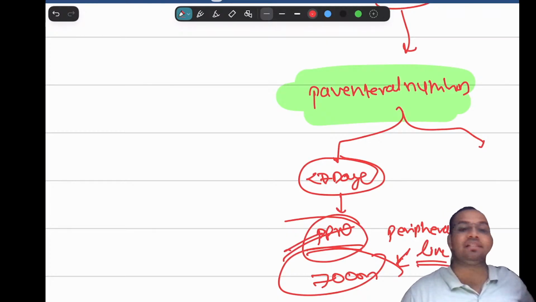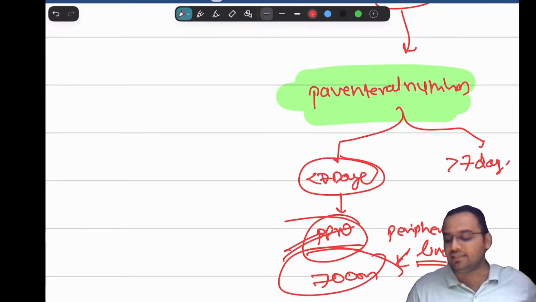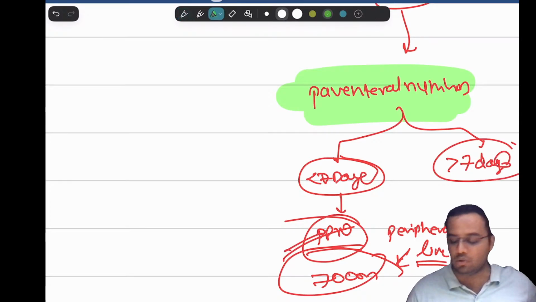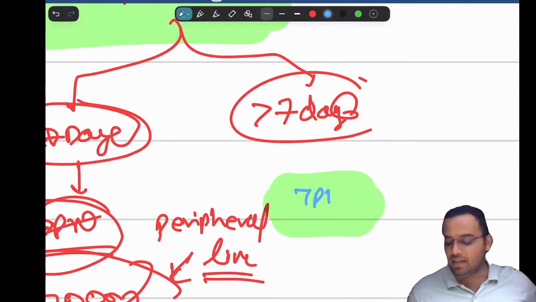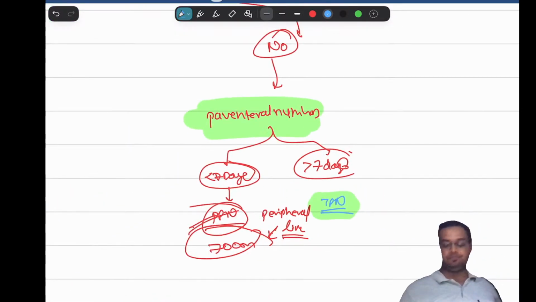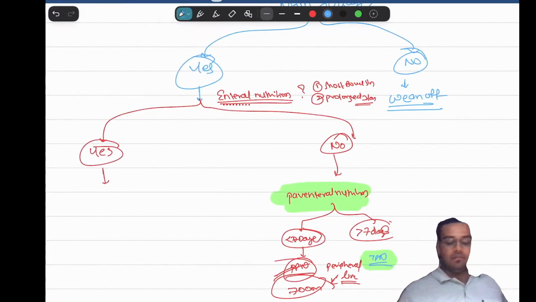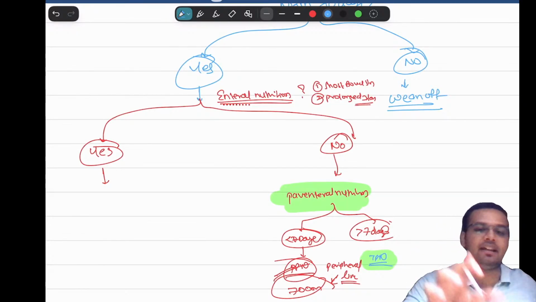You don't need to put a central line for this reason. But if the nutrition is going to be required for more than 7 days, that is the time you are going to switch the patient to total parenteral nutrition. You need to switch the patient to TPN, total parenteral nutrition. But this is all when the GI tract cannot be used.